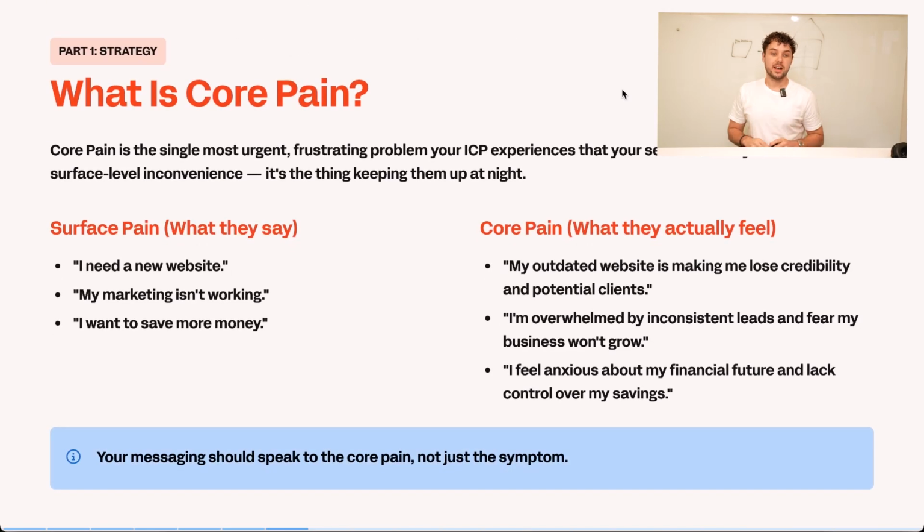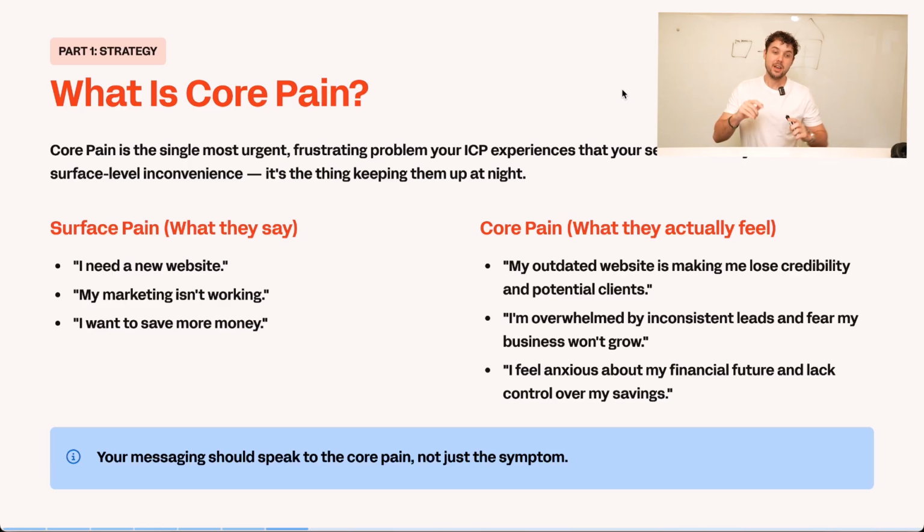So very important to understand, but now we're going on to number 2, and that is going to be your core pain. So we have our ideal customer. Now we need to define the core pain that those customers have. Your core pain is the single most urgent, frustrating problem your ideal customer experiences that your service directly solves, okay? Again, this is not surface level. It's the thing that literally is keeping them up at night, and is a deep emotional pain, okay? Your messaging should always speak to the core pain, not just the symptom.